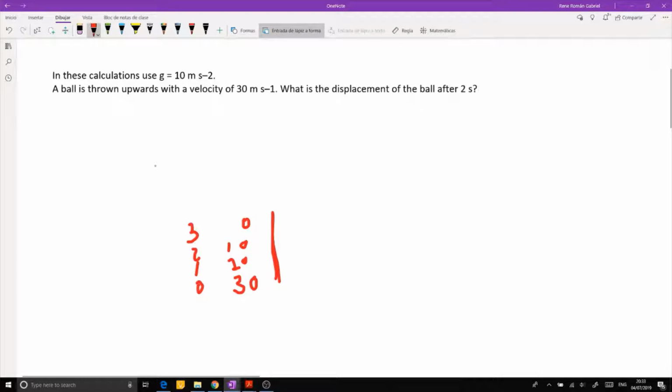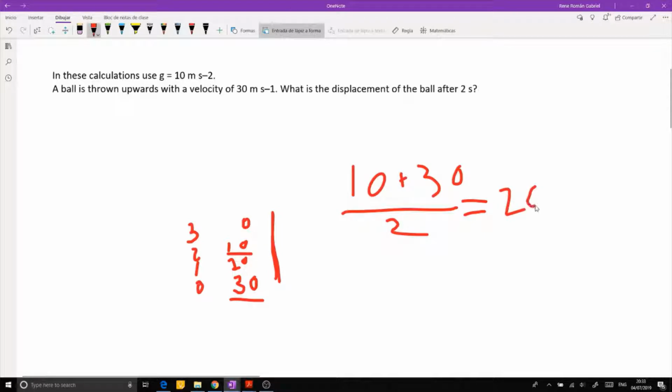So then, since we see this, what we need is the 2 seconds, which would be 10, and the 0 seconds, which would be 30. So basically, we're going to see what would be the mean of these two speeds. So what we do is 10 plus 30, which would be 40, and then we divide it by 2, and that would give us 20.